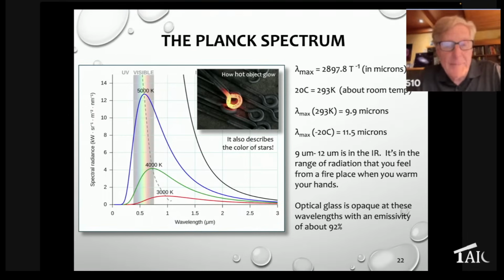Glass, by the way, optical glass, we look right through in the visible. But optical glass is opaque at these wavelengths. It has an emissivity of about 92%, and it's opaque. So when we're talking about heat exchange, optical glass looks like a pretty good absorber. It's black. And this is also how we determine the color of stars, and how hot objects glow. This determines the color of glowing hot objects, and it describes the color of stars. Stars, by the way, make up a pretty good black body.